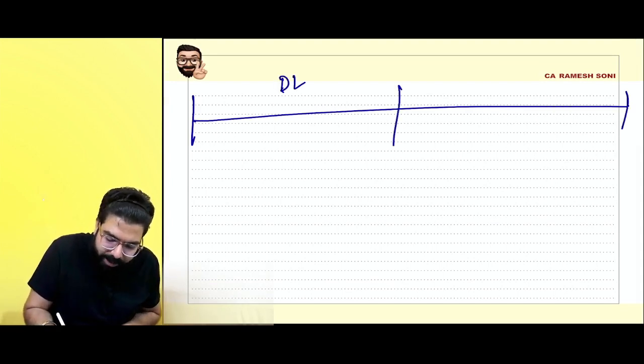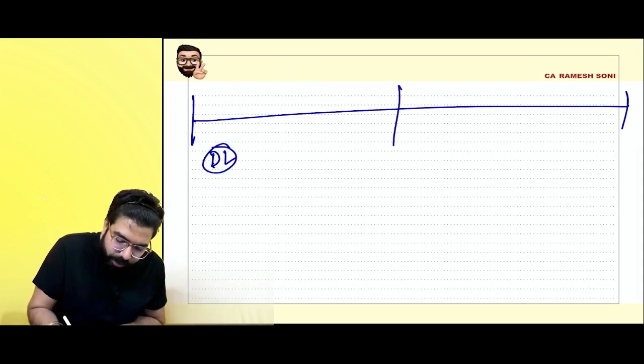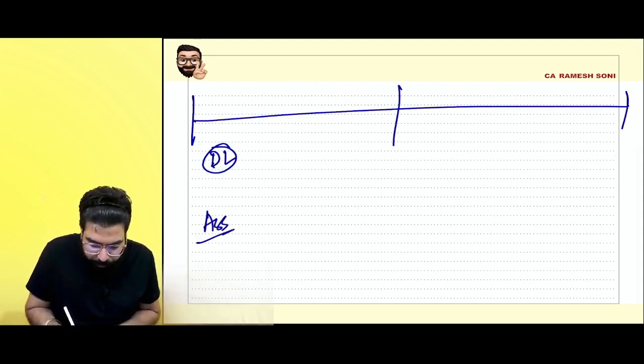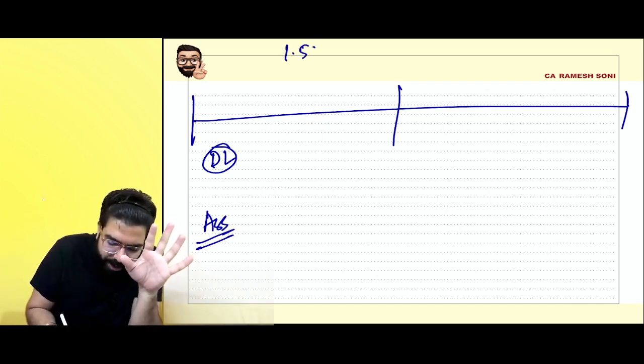For example, I am there in the state of Delhi. I am there in the state of Assam also. Okay, sir. For Delhi and Assam, the turnover limit applicable is 1.5 crore, sir.